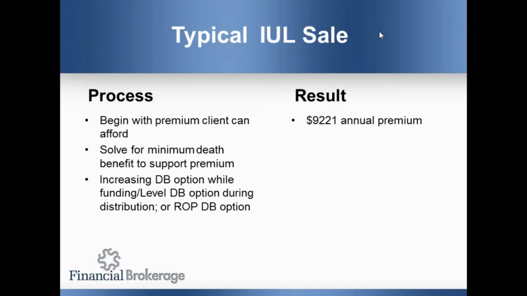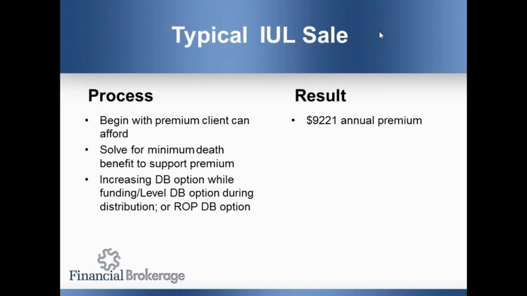So by following this process, the result, I'm making an assumption here, is the $9,200 annual premium. This is what most people do. Now, why is this system backwards?